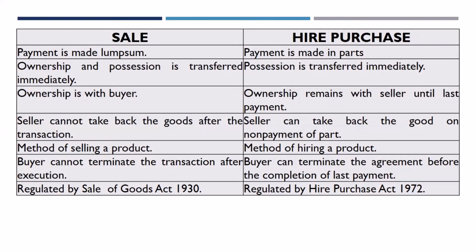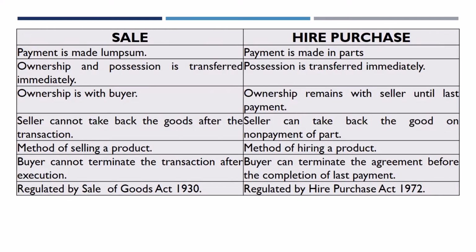Okay, so the ownership and the possession at the time of the transaction, the ownership and the purchaser would be transferred immediately. In the case of hire purchase, only the possession gets transferred. The ownership would remain with the seller. Sale, please remember, as soon as the transaction is completed, the ownership of the product would remain with the buyer. In the case of hire purchase, the ownership would remain with the seller until such time the complete payment is processed. So you will have to make the complete payment. Only when you make the complete payment, that is when the ownership would get transferred.